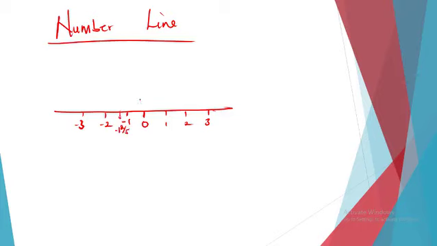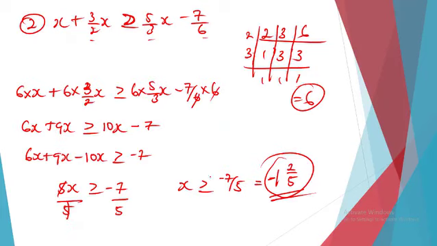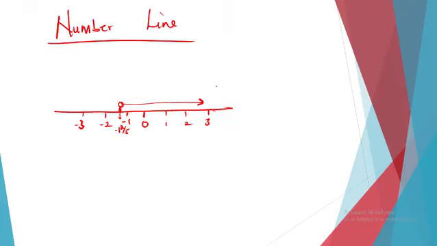What do you need to do? You drop a line here, and then you have an arrow pointing this way. Okay, you have an arrow pointing this way. What determines where your arrow will face is the sign. Remember, here we have that x is greater than or equal to minus 7 over 5. So because it is greater than, it goes this way. Okay, so that is what your arrow will follow. Assuming it was less than, then this arrow will face this way.